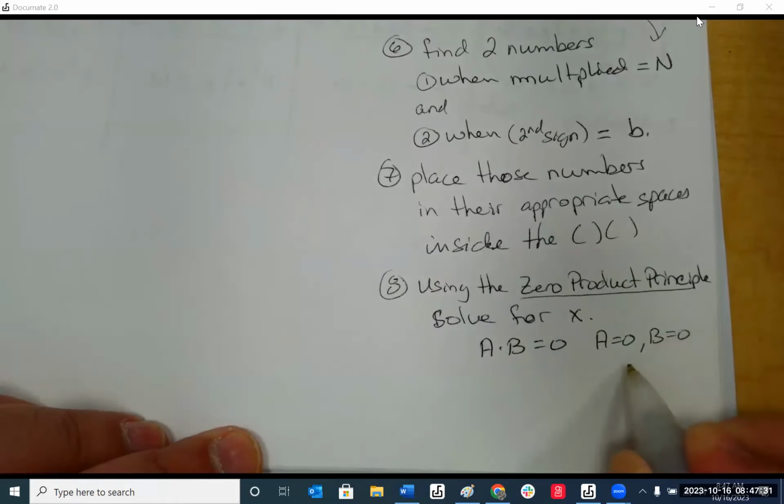Third step, take your a term times your c term. Don't worry about the signs, just the numbers. Now we've got to figure out what two numbers multiplied give us 6, that when we subtract them, we get 1. So 3 times 2 is 6. 3 minus 2 is 1.